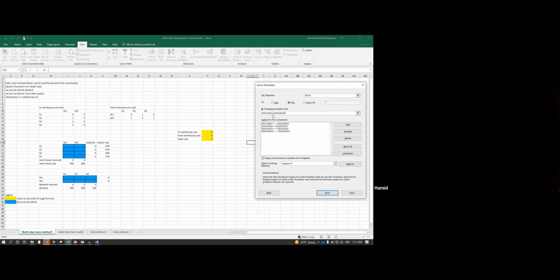Also, I have two sets of decision variables, one from I20, which is the upper left, to J23, the lower right. Also from I29 to K30.